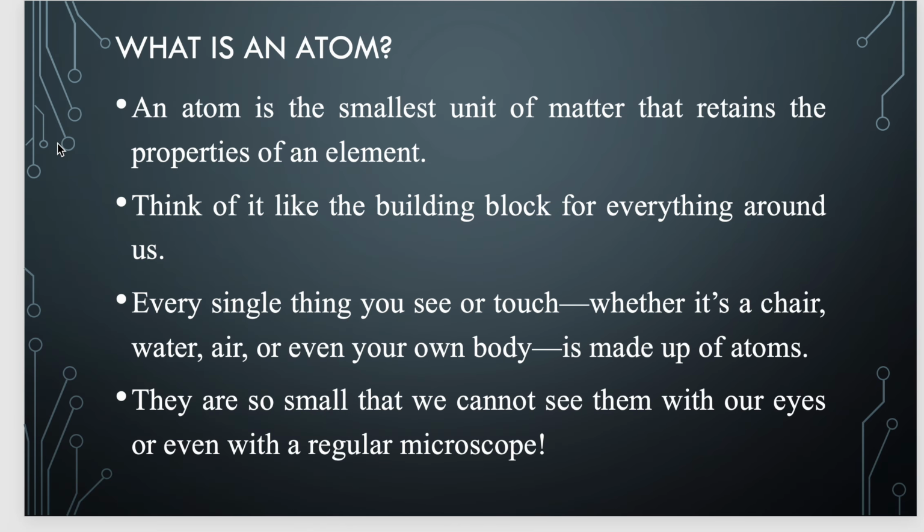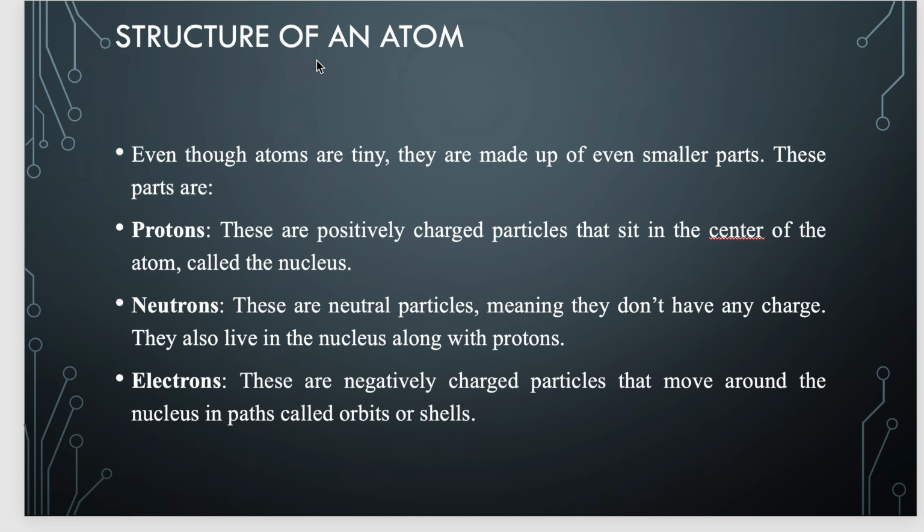What is an atom? An atom is the smallest unit of matter that retains the properties of an element. Think of it like the building blocks of everything around us. Every single thing you see or touch, whether it's a chair, water, air, or even your own body, is made up of atoms. They are so small that we cannot see them with our own eyes or even with a regular microscope.